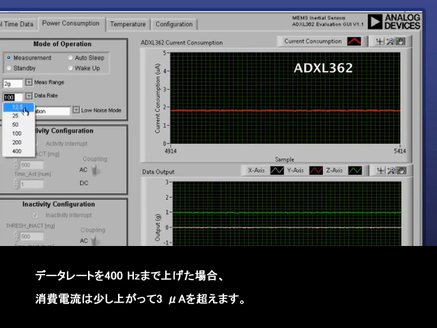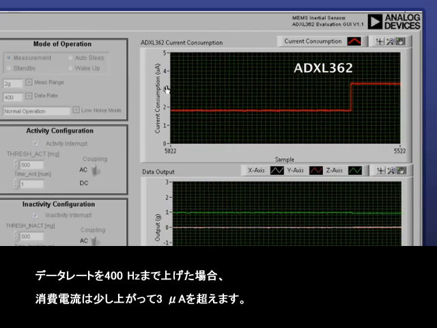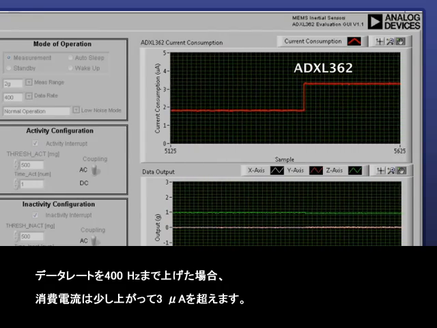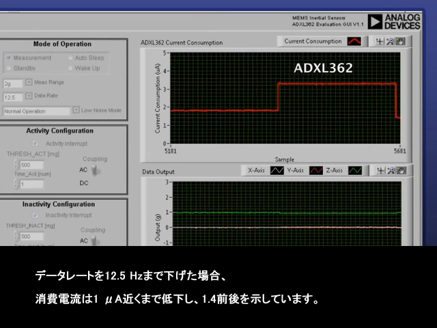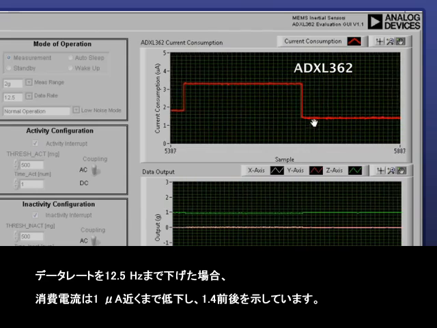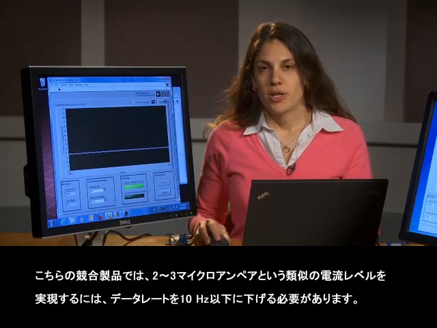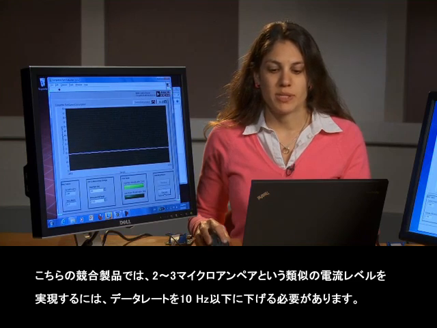If I bump the data rate up to 400 Hz, my current consumption comes up a little bit to just over 3 microamps. And at the lower data rates, so 12.5 Hz, current consumption comes down closer to 1 microamp, right around 1.4.